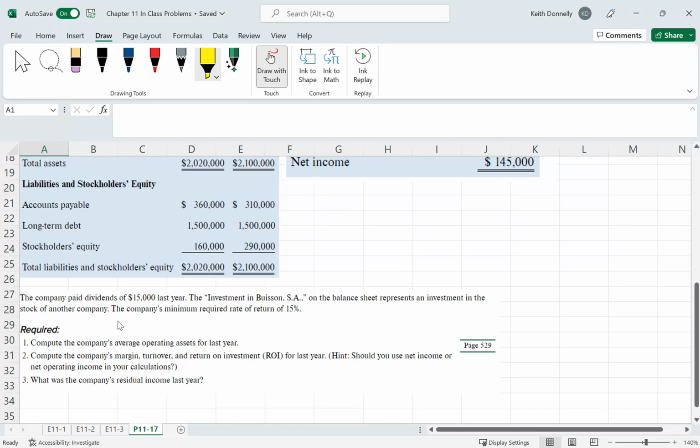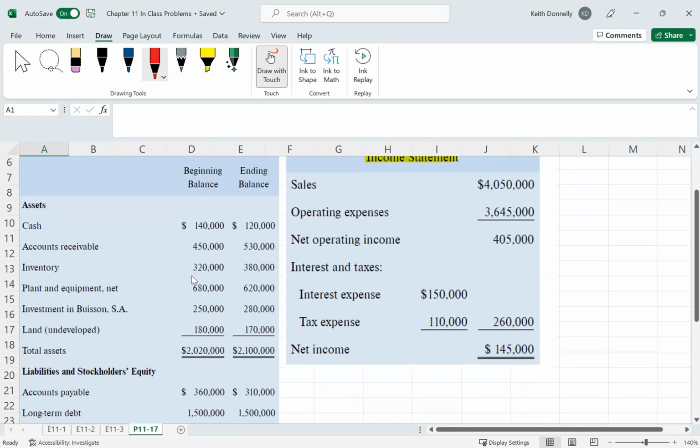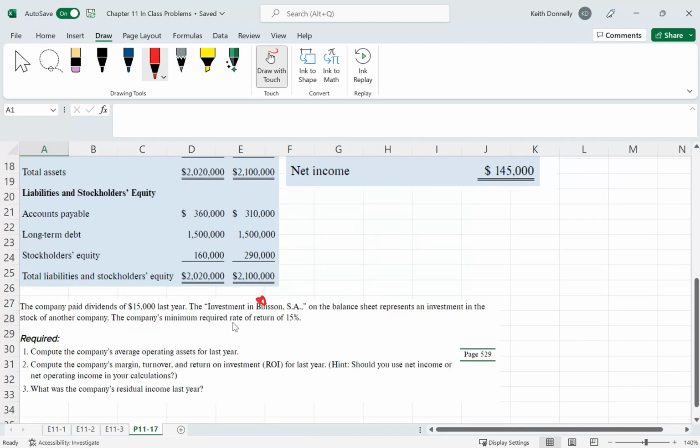The investment in Busan SA on the balance sheet represents an investment in the stock of another company. Okay, so let's just highlight that or make a little star here, and if we find it, okay. Yep, this is just saying that hey, this is an asset, an investment we have in another company. And then it says the company's minimum required rate of return is 15%. Okay.